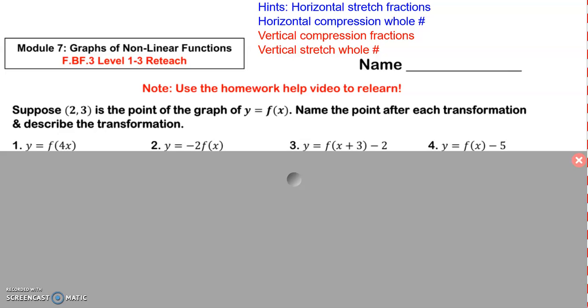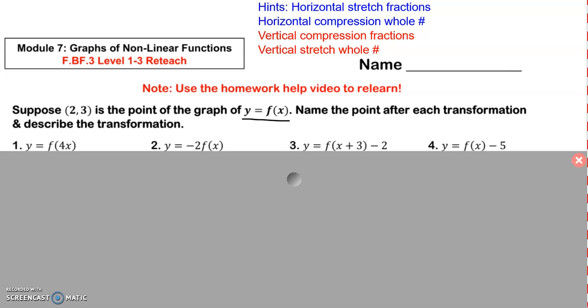Okay, today we're doing Module 7, Graphs of Nonlinear Functions, F.BF.3, Level 1 through 3 Reteach. Suppose (2, 3) is a point of the graph of y equals f of x. Name the point after each transformation and describe the transformation.